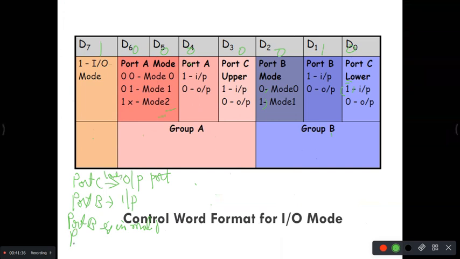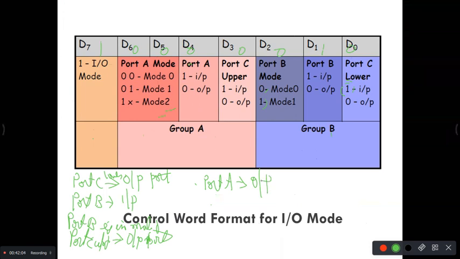Okay. Similarly now, port C upper. So what about port C upper now? Port C upper is output port. It's an output port now. Okay. What about D4? What does D4 say? Tell me. Port A output mode. Port A is configured in output mode.